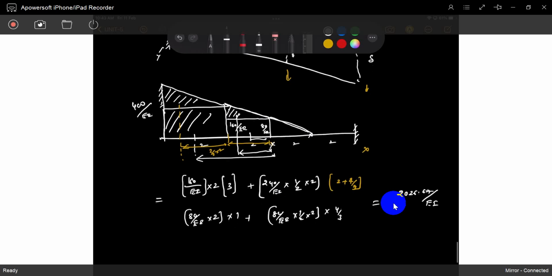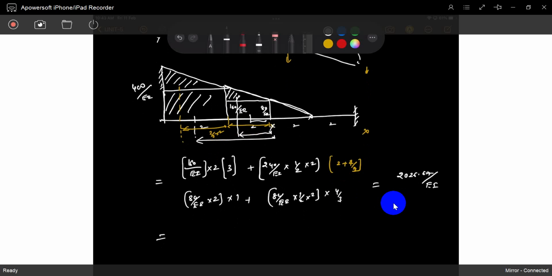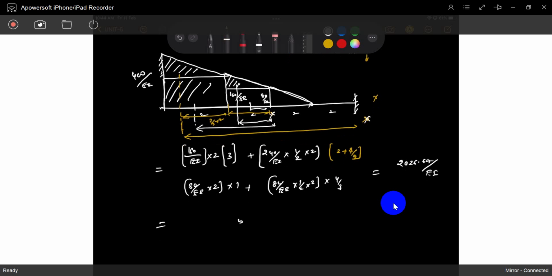Now by the same analysis, you can find the moment here. You have to find the distance. Everything is the same, the area is the same, but the distance changes slightly. If the distance is higher, the moment is also higher. So just do it the same way and you will get 5706.67 by EI.